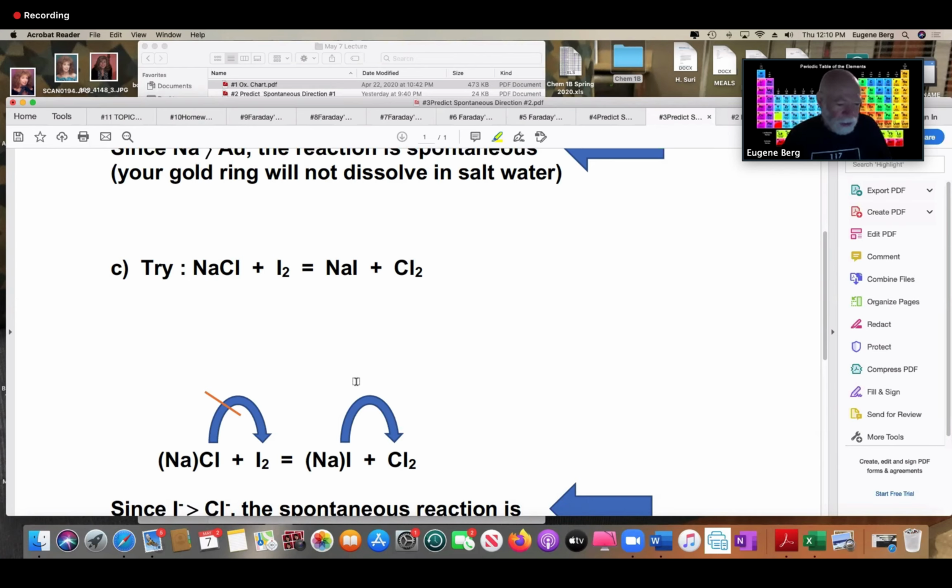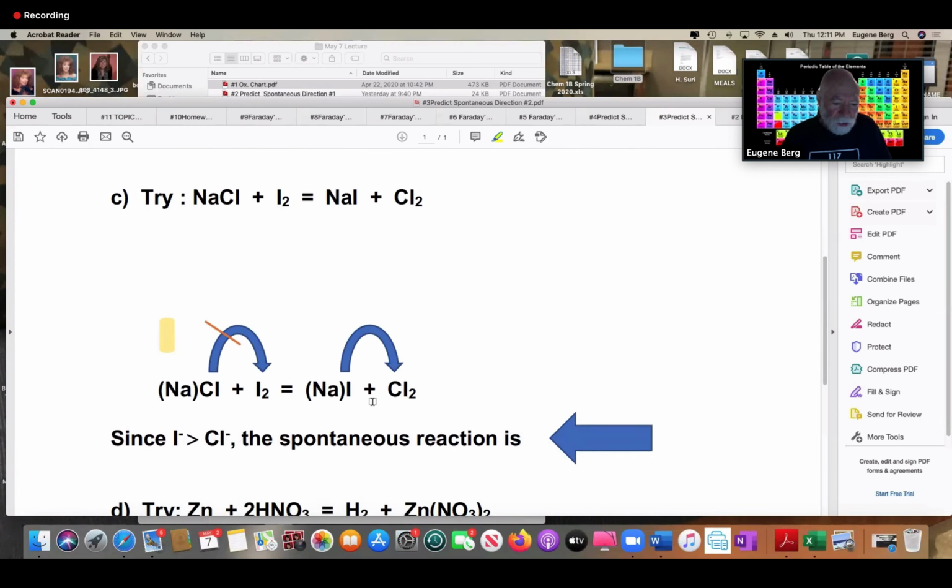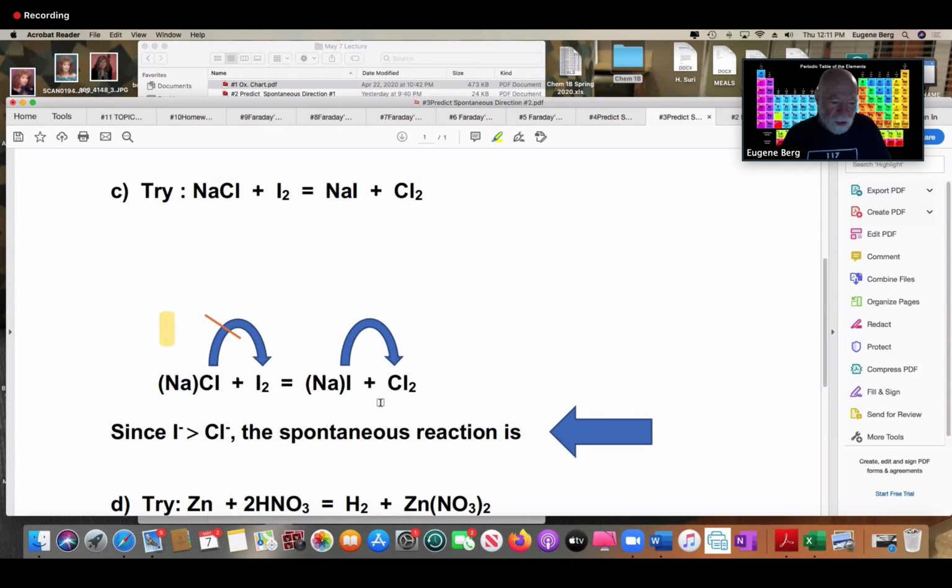Okay, so look really low on the chart, and notice you'll find chloride ions, that's the fourth from the bottom, and iodide ions, which is about a quarter of the way up, okay? And iodide is higher, so it gets to be the pusher, and chlorine does not. Okay, so if iodide wins, that means it's going to be the pusher, and therefore it's the reactant, and therefore the reaction goes from right to left.